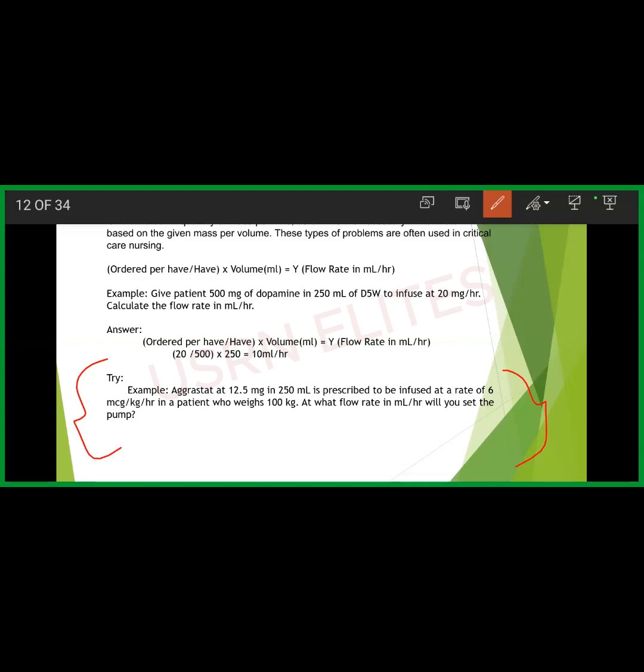The first thing you inspect: Agrastat, is it Agrastat or Agrastate? How do you pronounce it? Okay. Agrastat, good, because it doesn't have an E ending, right? I think it is given in people with MI. It's given in people, so it's like cardiac medication.